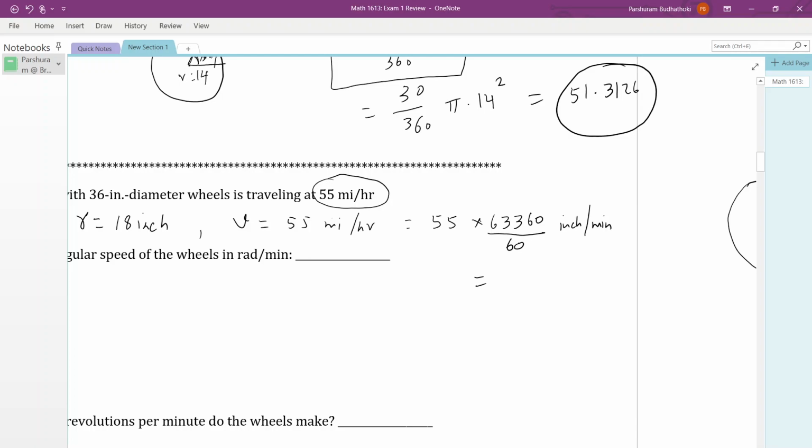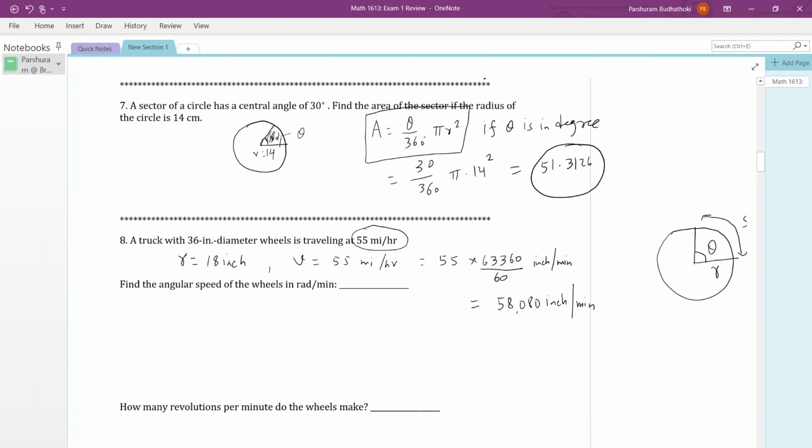I have to use the calculator here. 55 times 63,360 divided by 60 is 58,080. So that's the linear velocity in inches per minute.